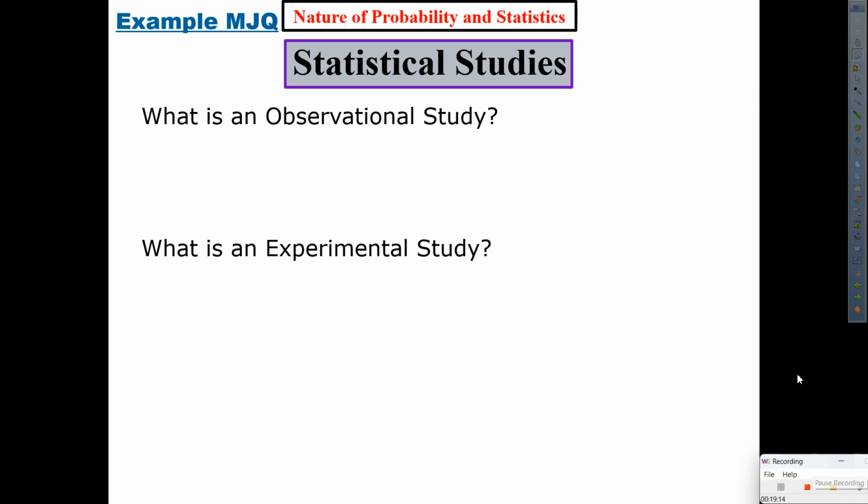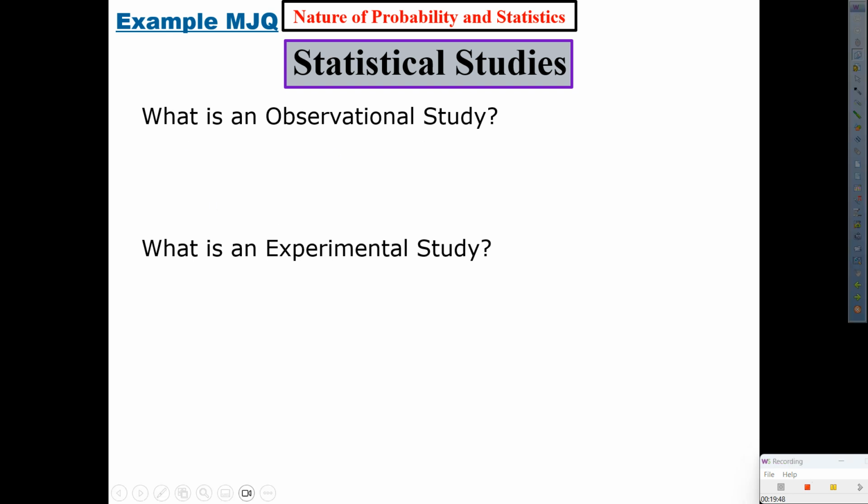Go. Down on your paper, write, what is an observational study? Answer the question. And what is an experimental study? Answer the question. Once you're done, send that picture in of your notes. I want to see what you wrote. All right, as you're sending that in, here goes the first example.